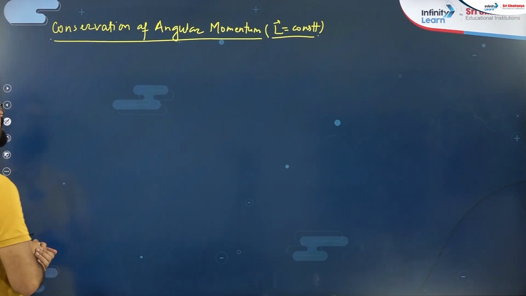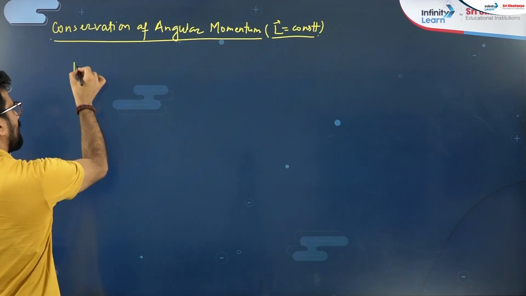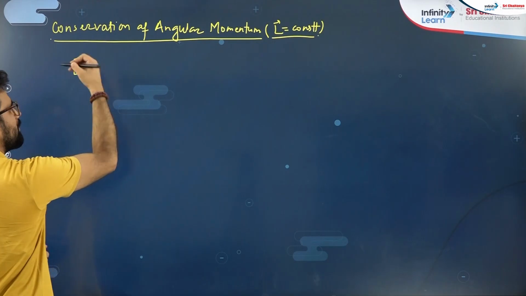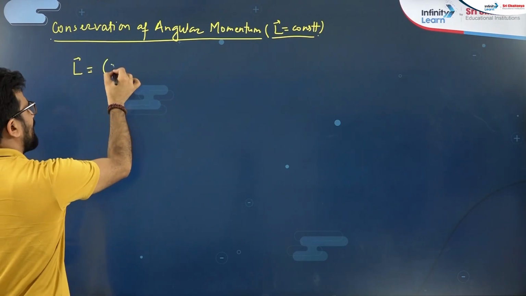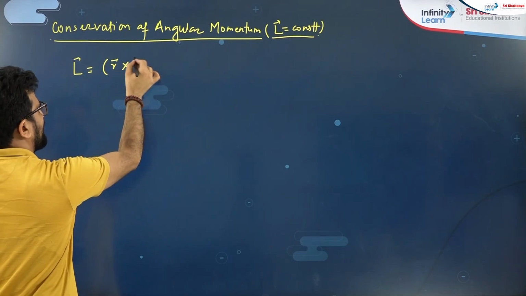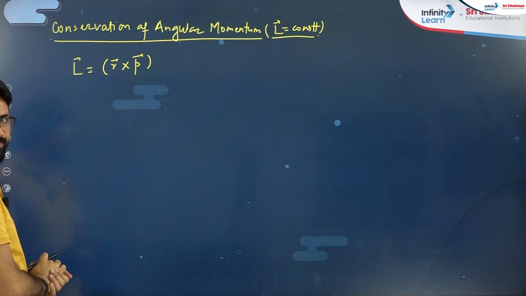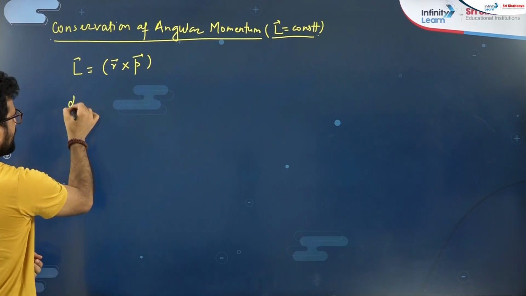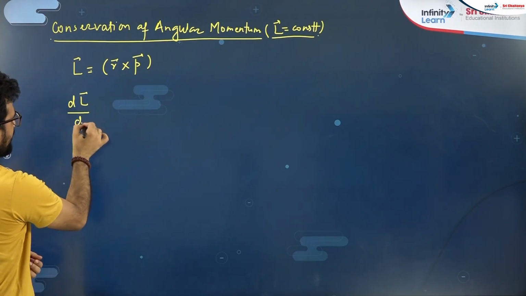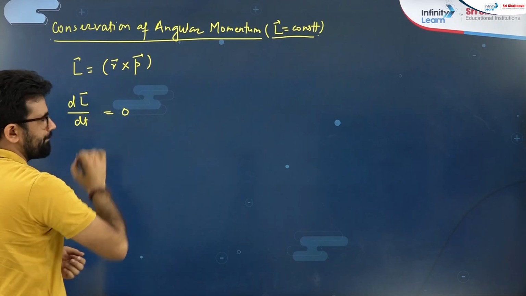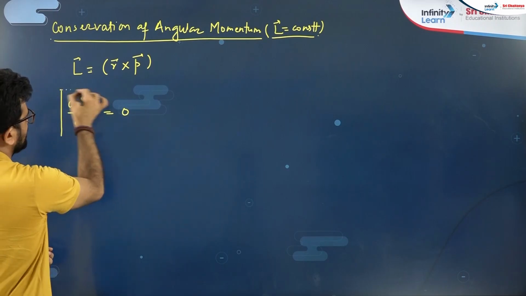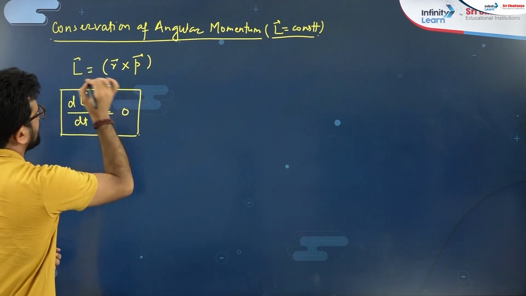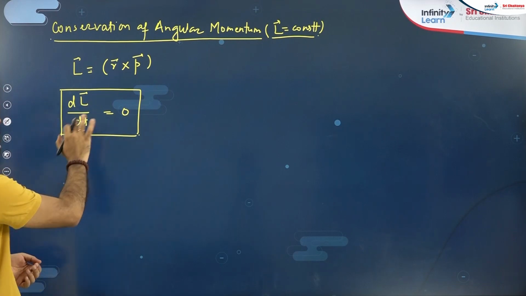We have to understand very simply that L is equal to I into omega, or I can say r cross p; in whatever form I write it, both are equally correct. So we want this not to change with time. That means dL over dt should be equal to 0. That is the must condition for the conservation of angular momentum: dL by dt is 0.